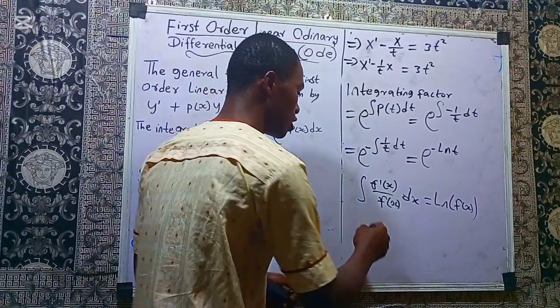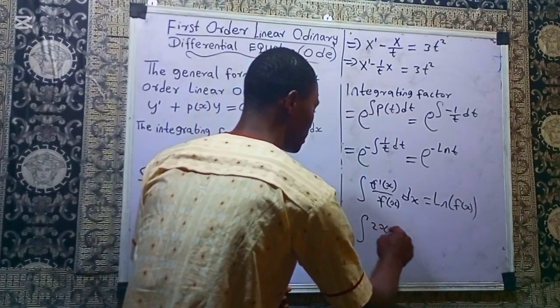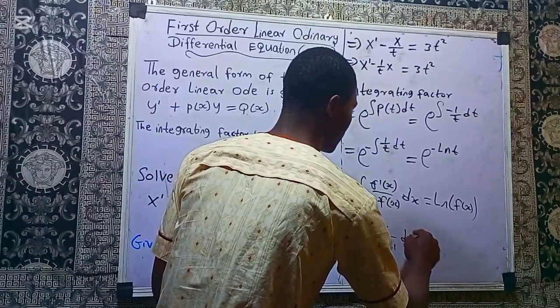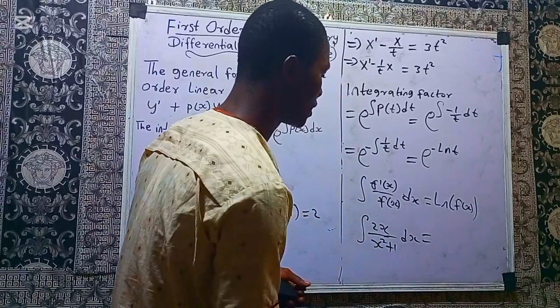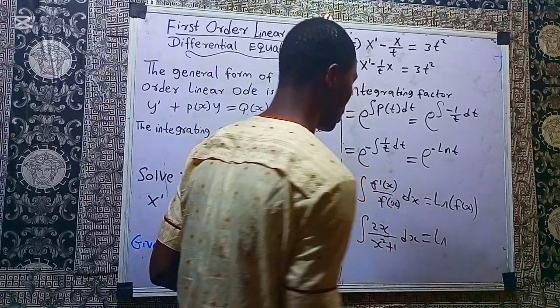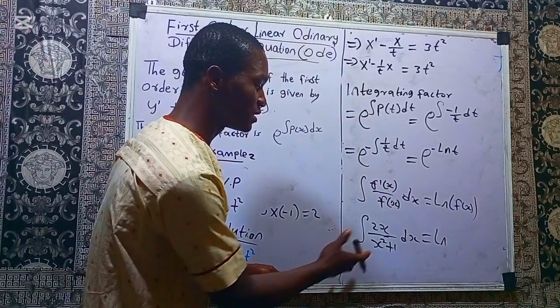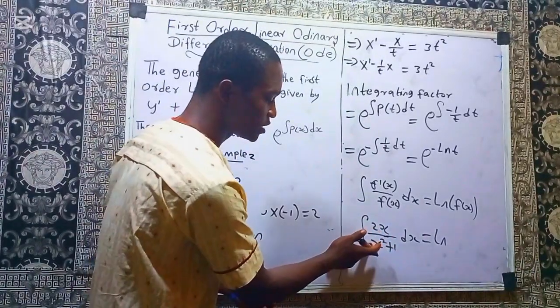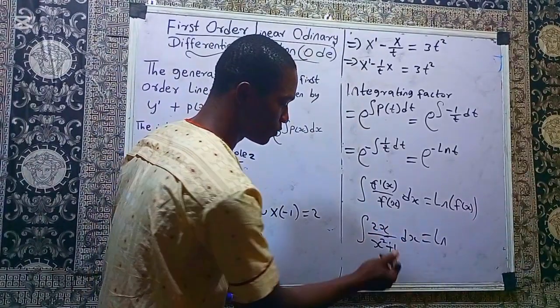For instance, if you have integral of 2x divided by x squared plus 1 with respect to x, this will be equal to ln of x squared plus 1. I'm writing this because I know if I differentiate the denominator, I will get the numerator. If you differentiate 1, you get 0, right?